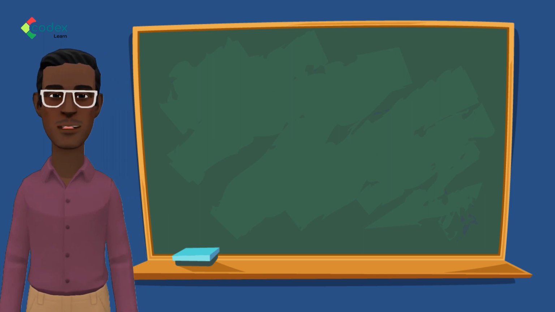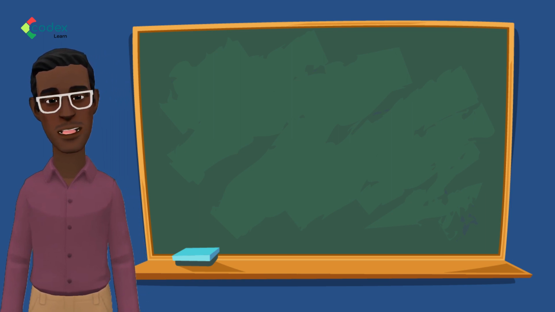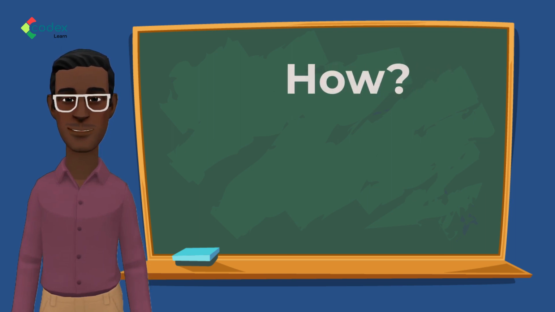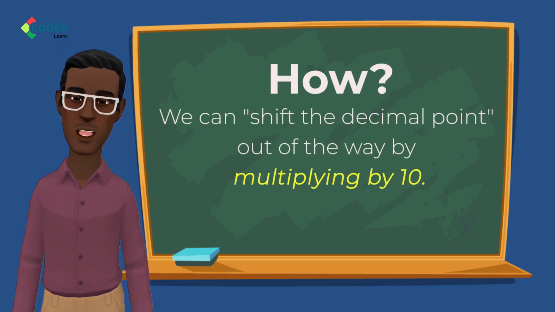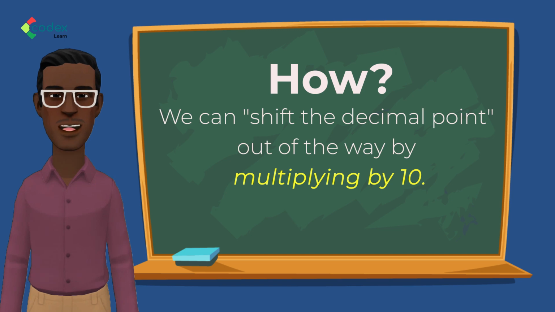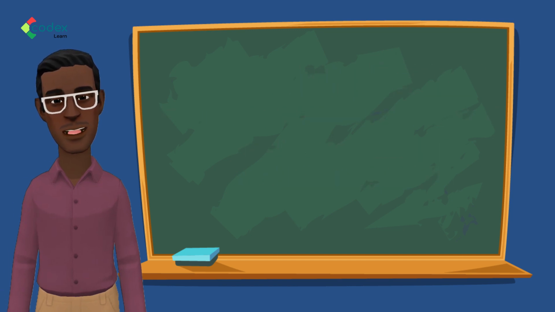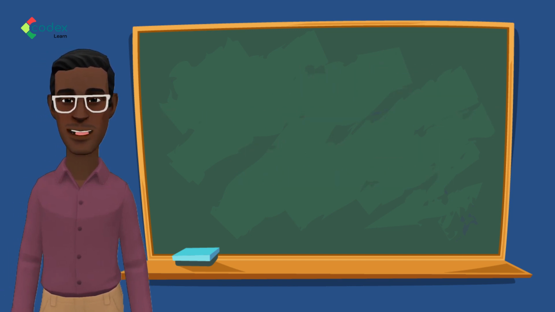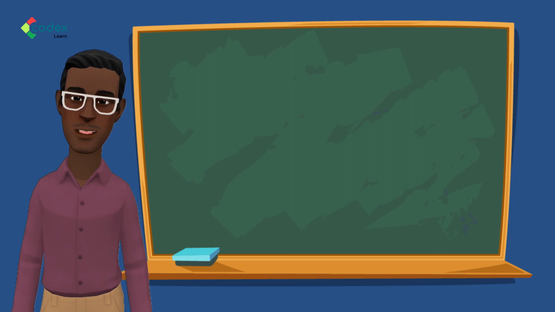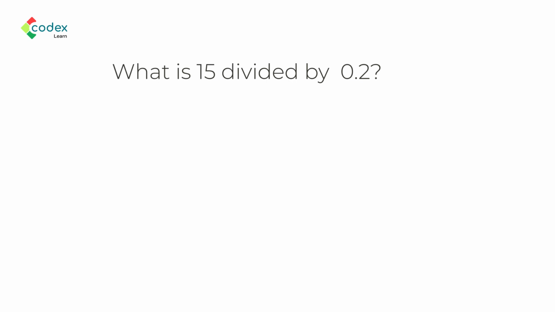The trick is to get rid of the decimal point from the number we are dividing by. How? We can shift the decimal point out of the way by multiplying by 10 as many times as we need to, but we must do the same thing to both numbers in the division. For example, what is 15 divided by 0.2?